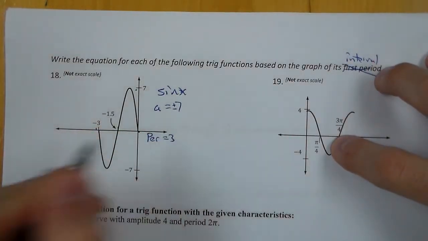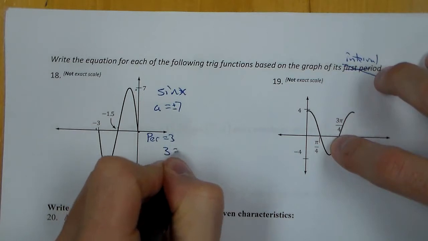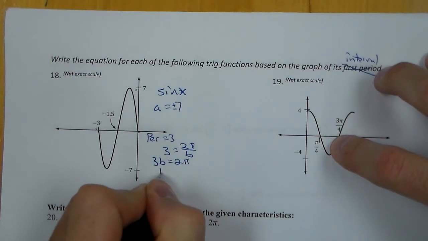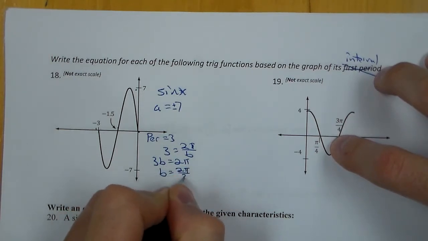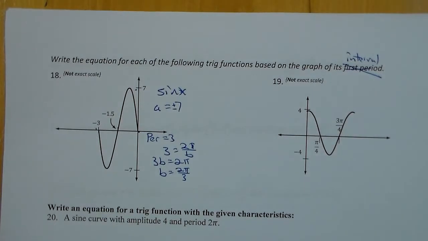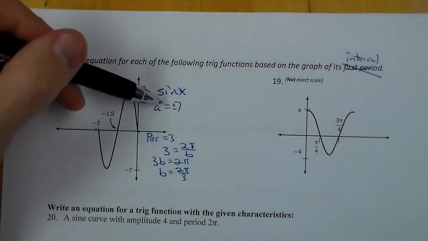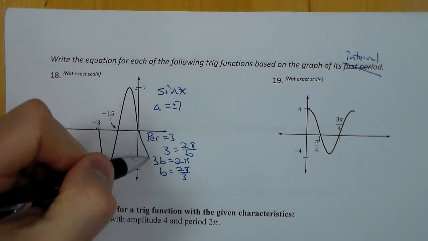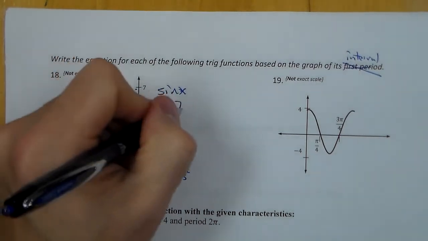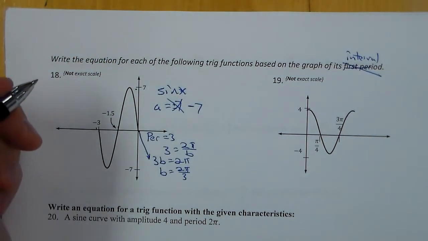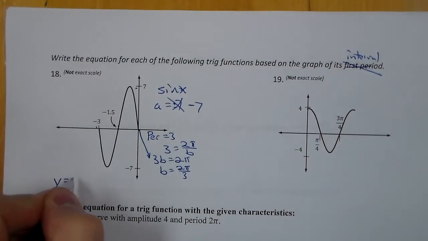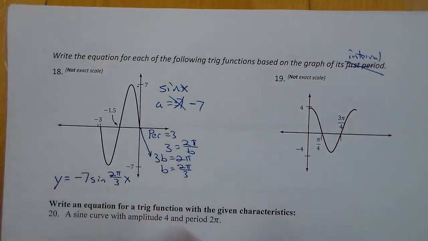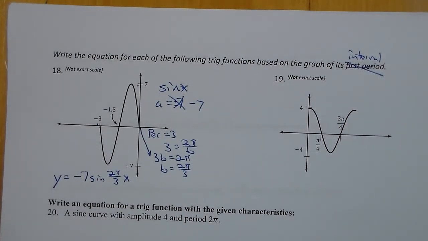Negative 3 looks like the end of a period. So if the period is equal to 3, I could go 3 equals 2 pi over b, 3b equals 2 pi, or b equals 2 pi over 3, by manipulating things around. So really the last thing I need to know here is is it positive or negative? Now if I continued this graph on, it would go down from 0, so that makes me think it's going to be a negative 7. So putting this all together, I get negative 7 sine of 2 pi over 3x. And that's not even looking at the interval that I have.